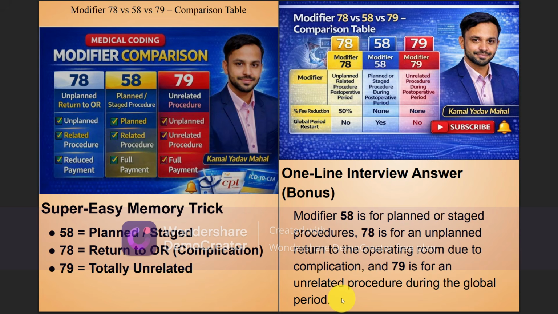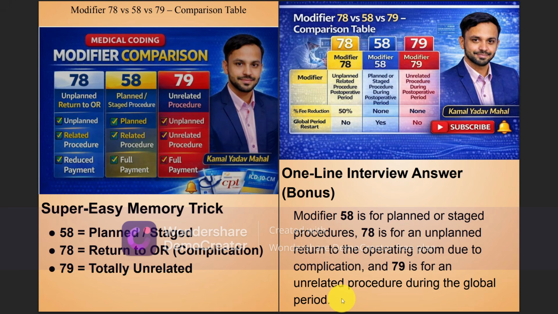78: 50%, 58: none, 79: none. Global period restarted? 78 no, 58 yes, 79 no. Okay, super easy memory trick. We are saying that 58 is planned and staged, 78 is returned to the OR due to complications, and 79 is totally unrelated.